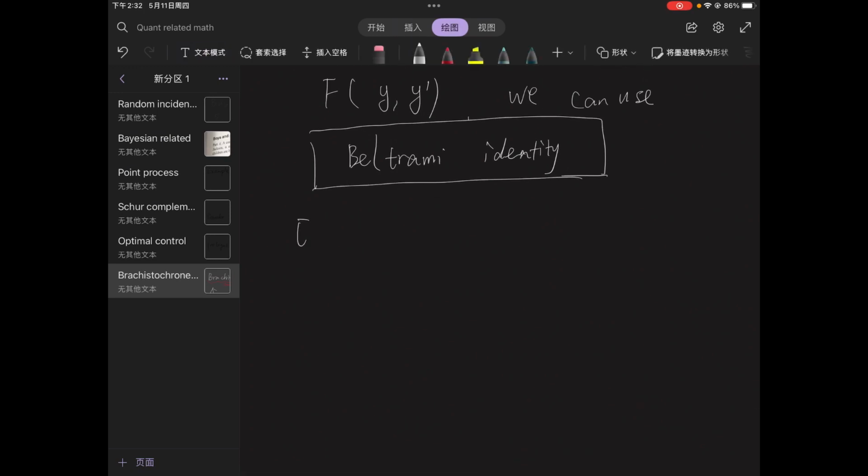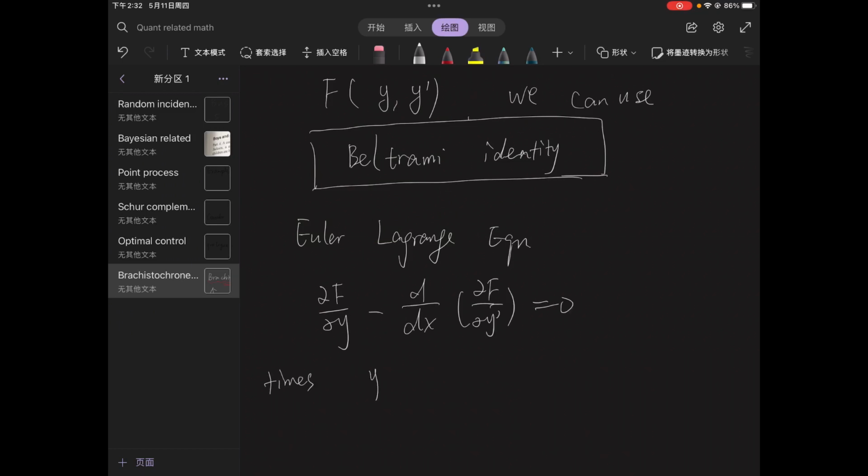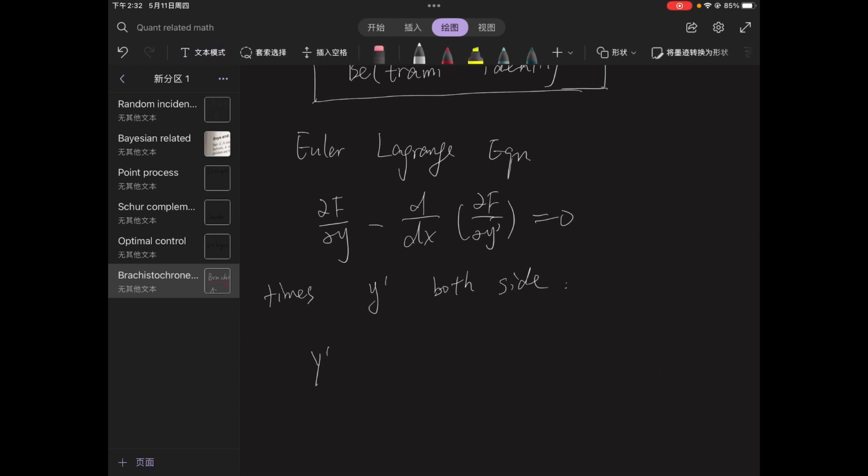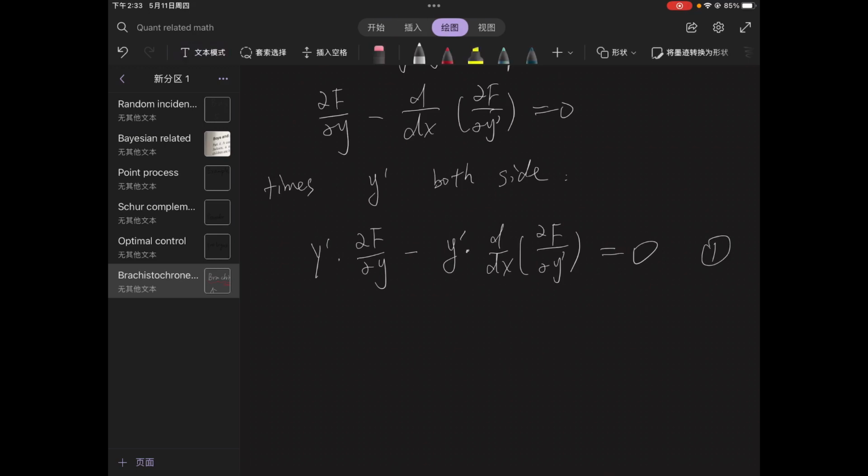So what is that? Let's go back to the Euler-Lagrange equation. The Euler-Lagrange equation essentially says ∂f/∂y minus d/dx of ∂f/∂y' equals 0. So if we multiply both sides by y', the result will still hold. So essentially we get y' times ∂f/∂y minus y' times d/dx of ∂f/∂y' is still 0. And we will call this equation number 1. And with this equation number 1, the next thing is that we want to do some other tricks to these equations.